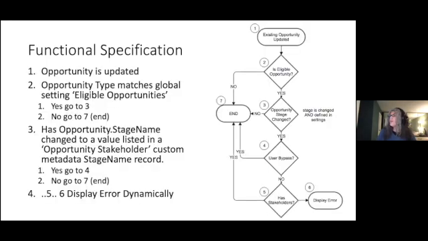So a functional specification, I didn't write the whole thing out, but it would be like: opportunity is updated, opportunity type matches the global setting eligible opportunities. If it does, then go to 3. If it doesn't, then you're done, right? So we're going to walk through and describe it in text. Some people do much better looking at this text, and some people do much better with the visuals. So you've provided both ways to digest complex information.